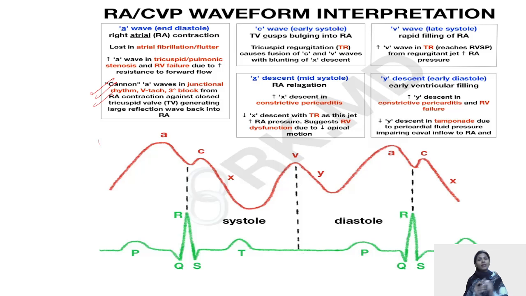Then Y is the descent, in which you have early diastolic phase, in which the ventricle is filling and atria is emptying. That is Y. Y also is increased in cases of constrictive pericarditis or right ventricular failures.